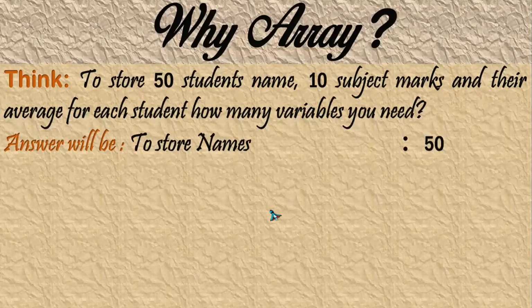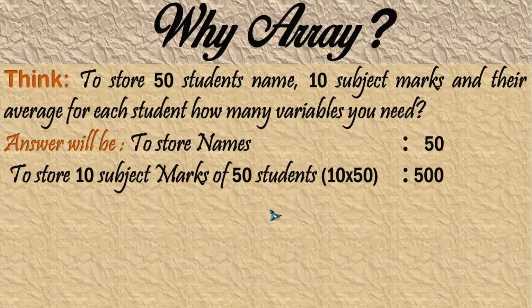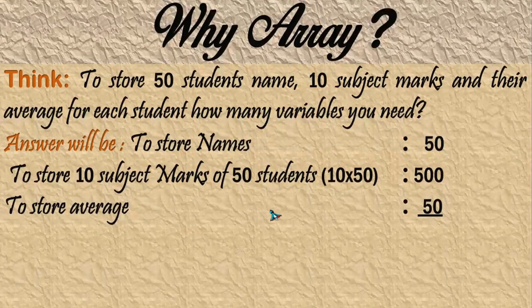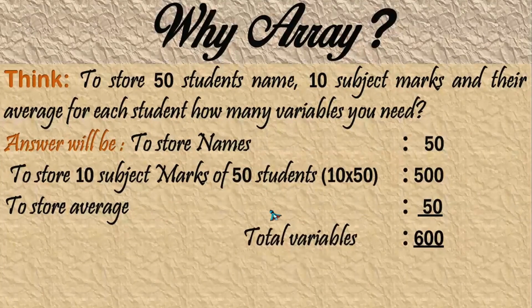To store names, 50 variables we require. To store 10 subject marks of 50 students, then 10 into 50, we require 500 variables. To store average, again we need 50 variables. So totally we may require 600 variables.